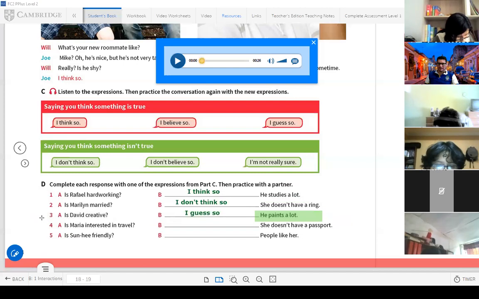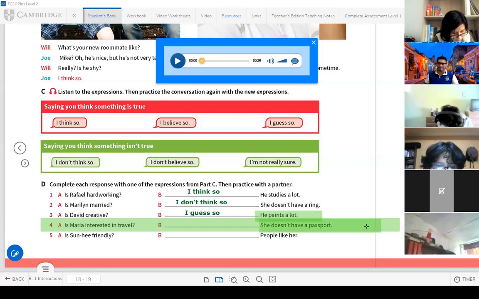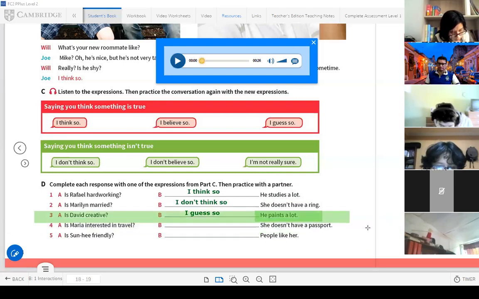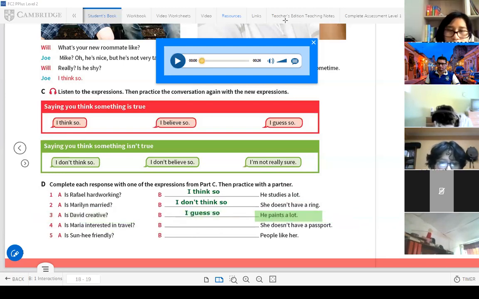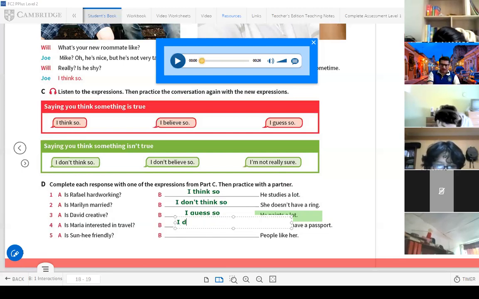Oh, yeah. Now let's see. Is Maria interested in travel? What do you think? Dice, she doesn't have a passport. What do you think? I don't believe so. Oh, very good. No, I don't believe so. No, she doesn't have a passport. Entonces, no creo que esté interesada in travel. No, I don't believe so. Yeah?